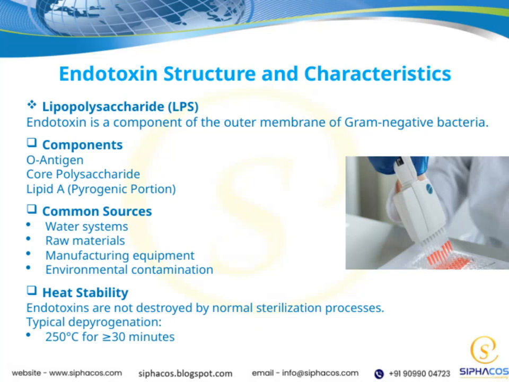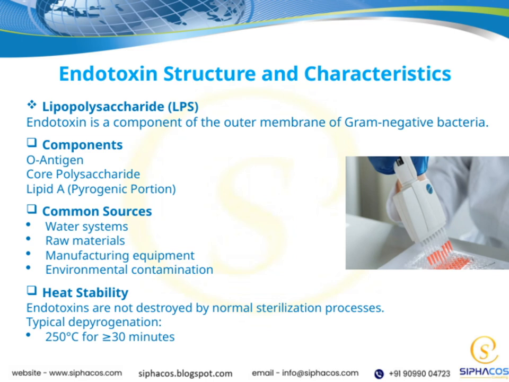Let's talk about endotoxins, specifically their structure and where they come from. Endotoxin is part of the outer membrane of gram-negative bacteria, and it's made up of three main components: the O antigen, the core polysaccharide, and lipid A, which is the part that actually triggers fever.